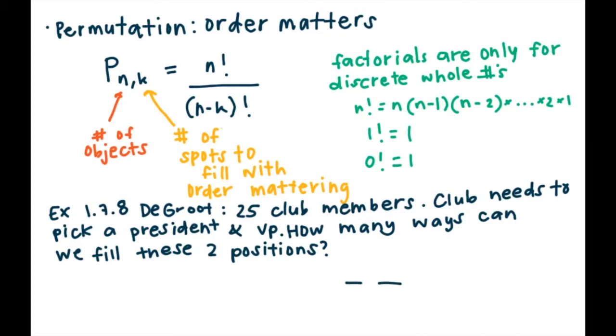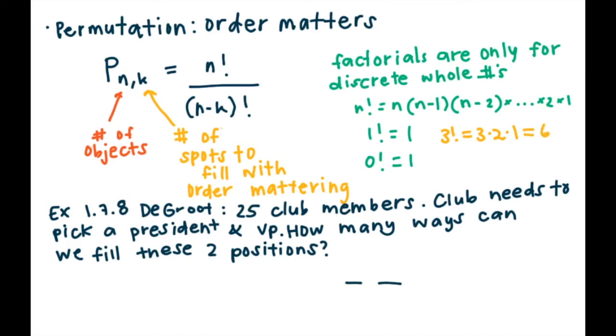So note that factorials are only used for discrete whole numbers, like 0, 1, 2, 3, 4, 5, 6, 7, 8, etc., okay? And then these are some important things to keep in mind. So n factorial equals n times n minus 1 times n minus 2 times n minus 3, all the way until you get to times 2 times 1. And 1 factorial equals 1, and 0 factorial equals 1. So I'm just going to give a quick example of what a factorial looks like when you solve it. So if you have 3 factorial, that's going to be 3 times 2 times 1, which equals 6.